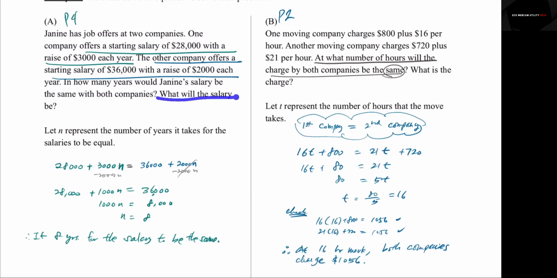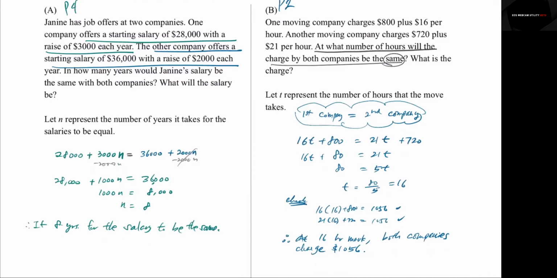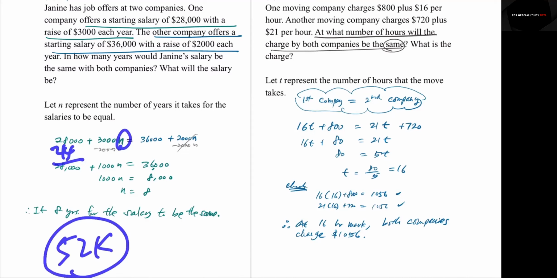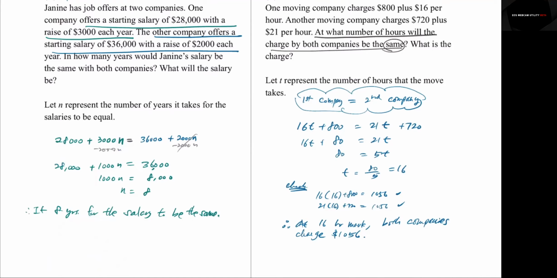Oh, you know what? I forgot to do the second part over here. Silly me. All right. So all you guys just plug in the 8 to both of them, and you get the answer. So if you plug in 8 over here, that's 24,000, right? So the answer will be 52K for both of them. Okay. So I'll leave that as an exercise for you.